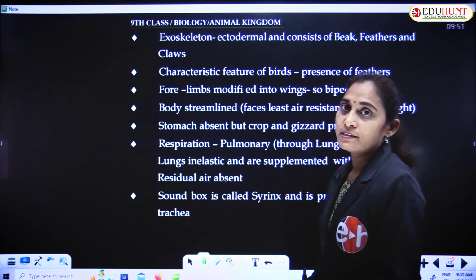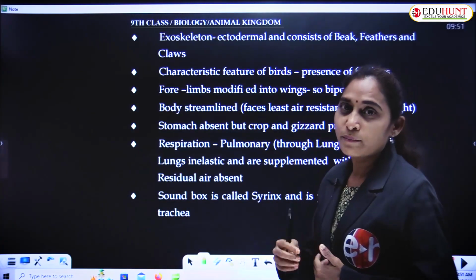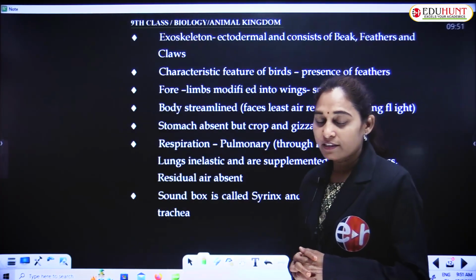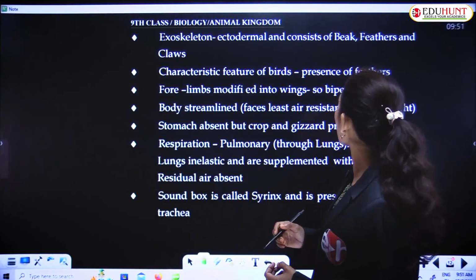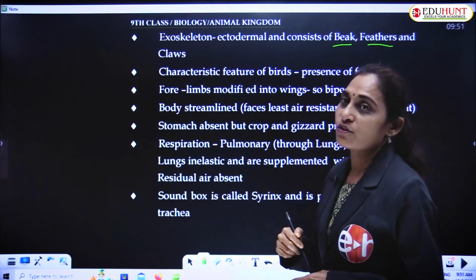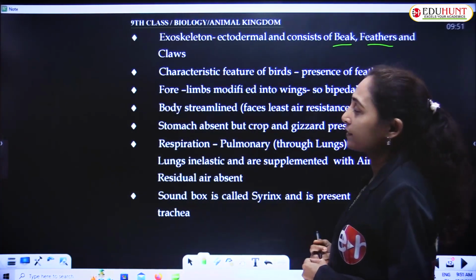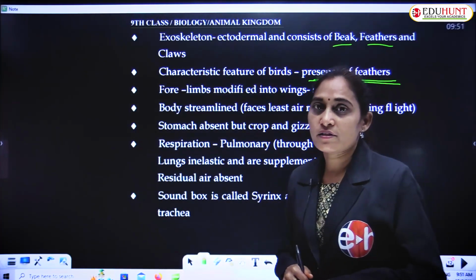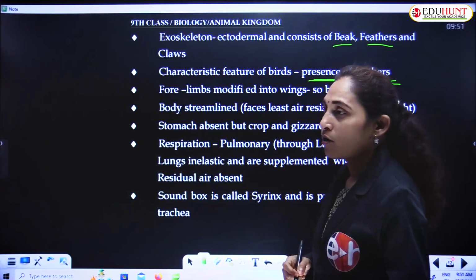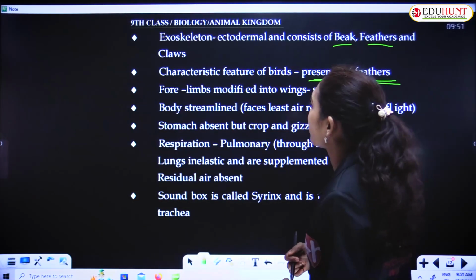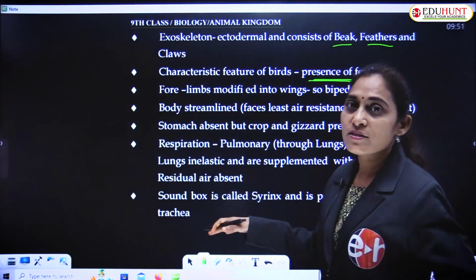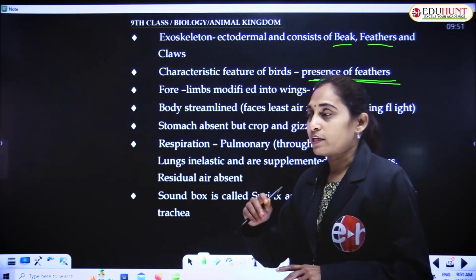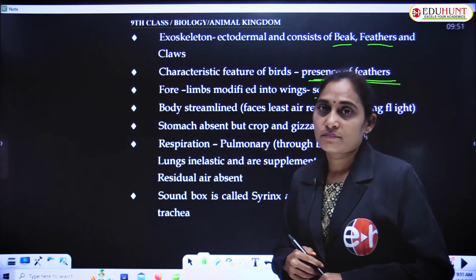And the exoskeleton is ectodermal in origin. The ectoderm gives rise to the exoskeleton, and the exoskeleton is in the form of feathers, beak and claws. The characteristic feature of birds is the presence of feathers. Presence of feathers makes them unique among vertebrates. Forelimbs are modified into wings, and the hind limbs are for walking, so these are bipedal.